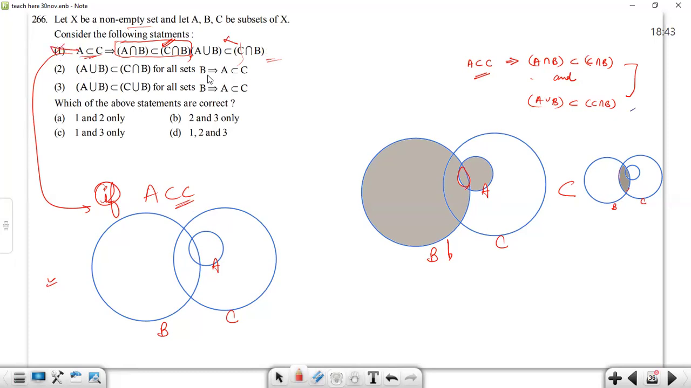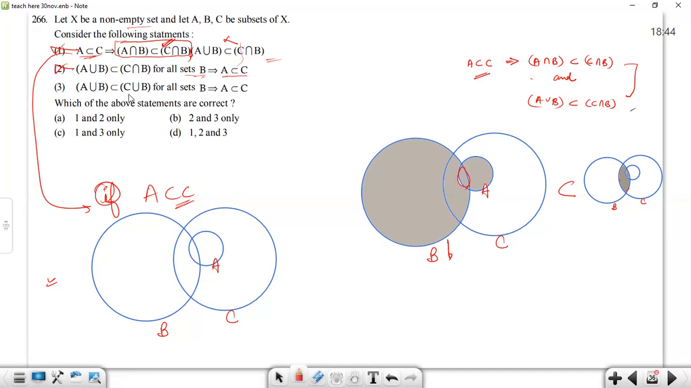This is given that for all sets B, A is a subset of C. Same condition, and this particular condition says that A union B is a subset of C intersection B. C intersection B is this, A union B is this. So A union B is a subset of C intersection B. Is it correct? Means this particular one we have already solved; this is not correct.